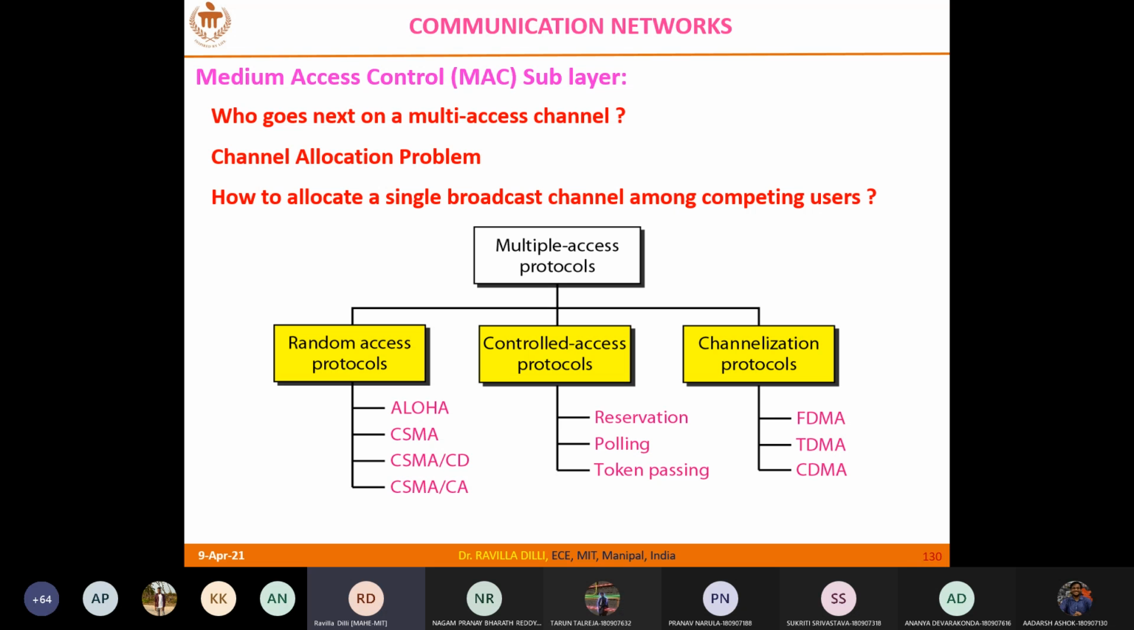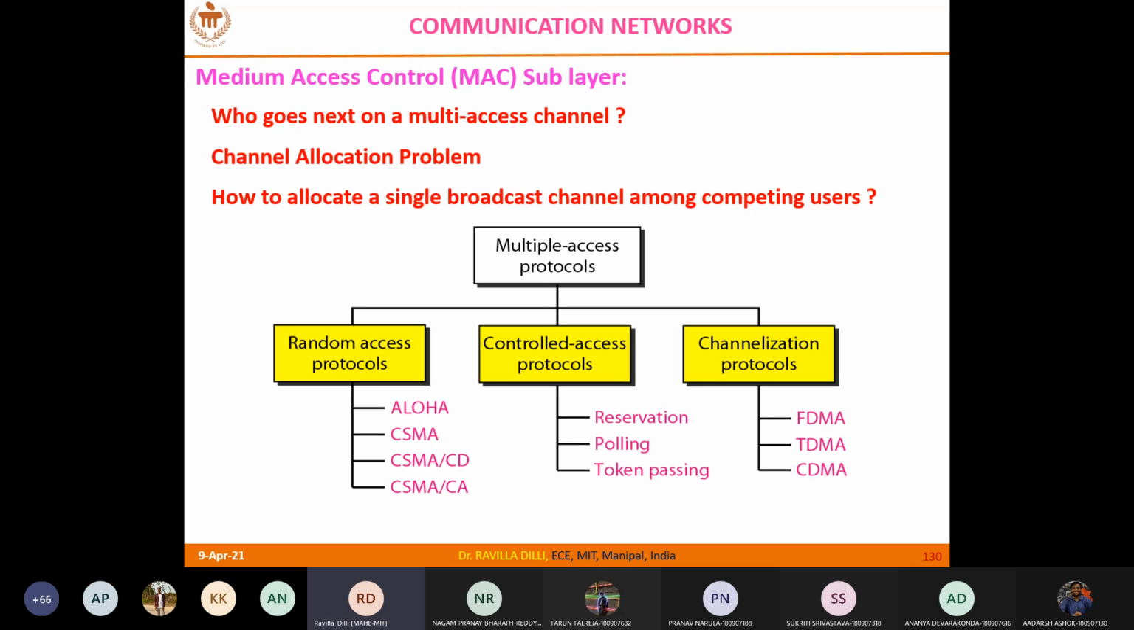It's supposed to coordinate the nodes in accessing the medium to avoid collisions. So at least it should minimize the collisions in certain protocols. That is the idea behind the MAC sublayer. You can classify the MAC protocols into three broad classifications: random access, controlled access, and channelization protocols.